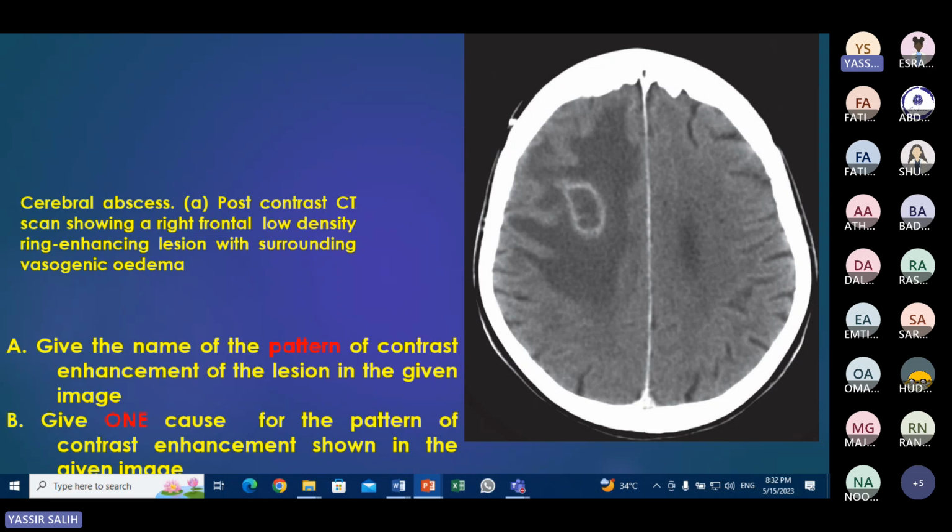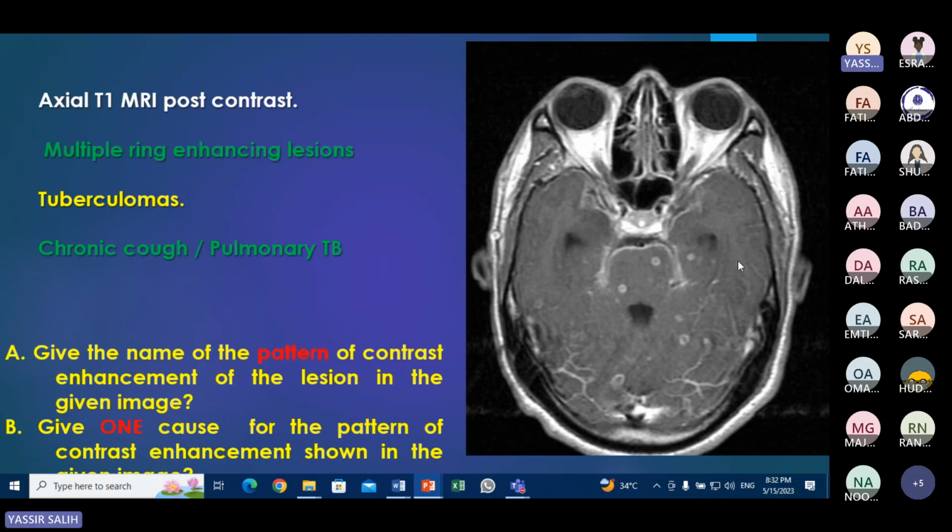mention any one cause of this pattern of enhancement. You should know any one of these four. Also you can see this is T1 with contrast MRI. Also peripheral enhancement: notice the center is black but the contrast enhances the periphery of the lesion. Also this is multiple ring enhancing lesions. Multiple ring enhancing, notice the enhancement is in the periphery.